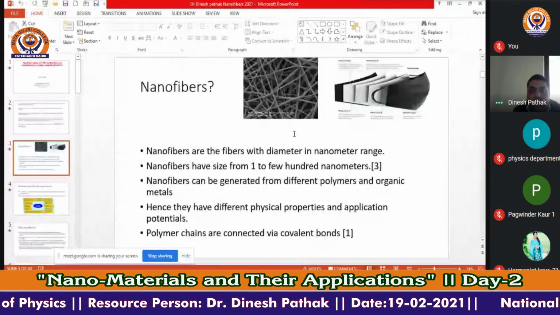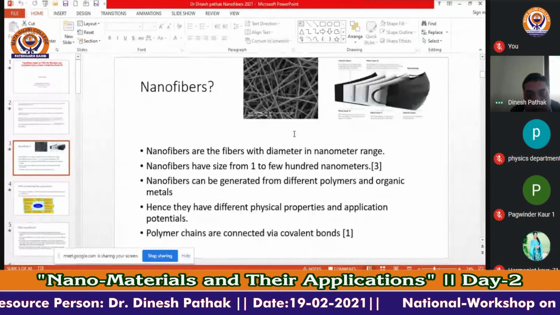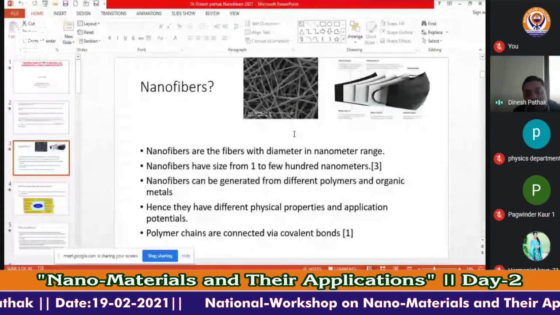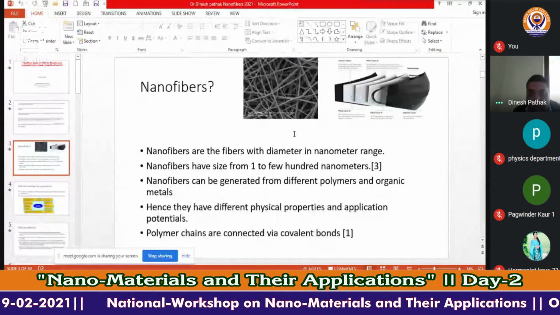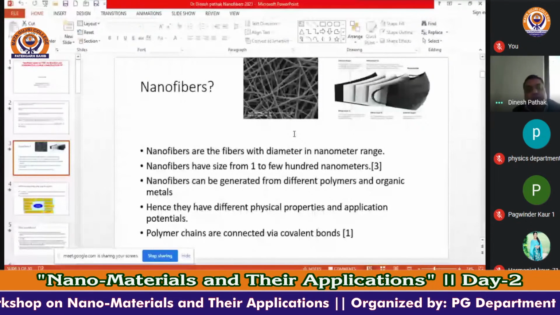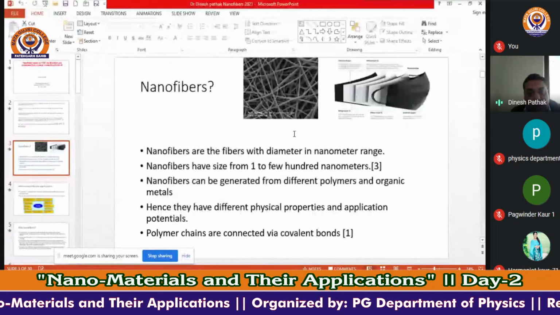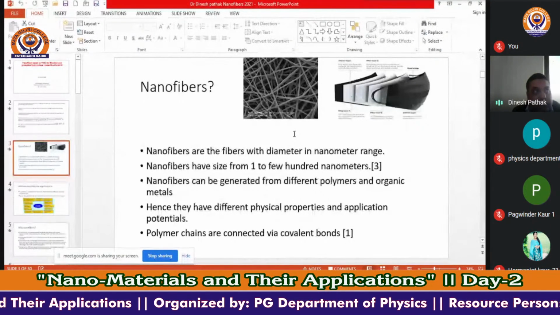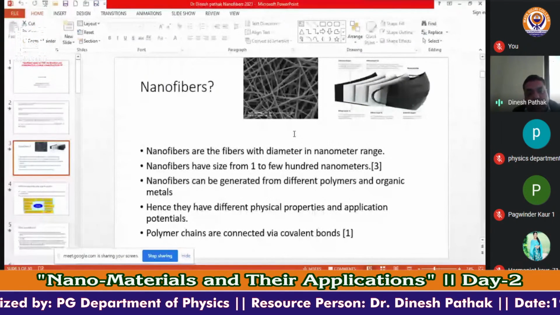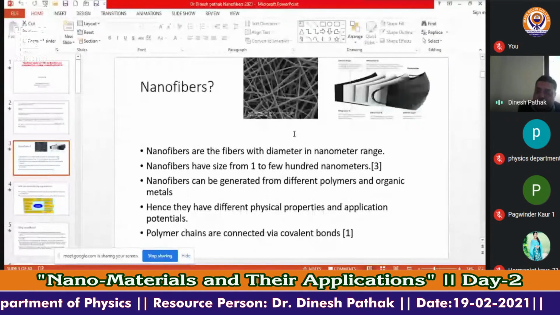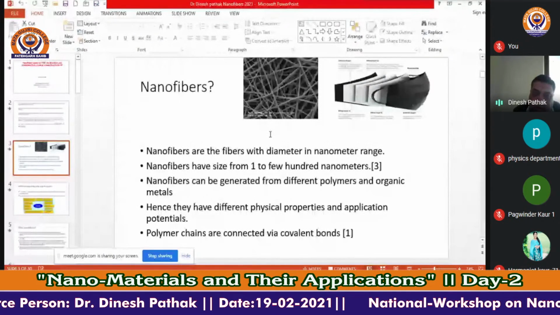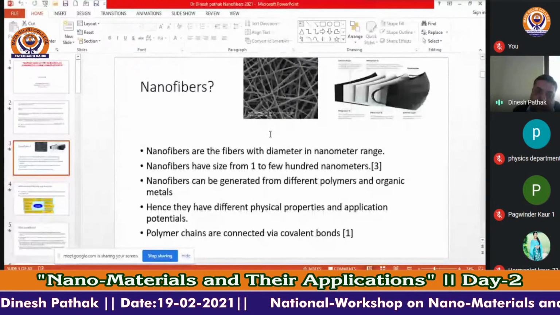For example, if you wish to filter corona, it is not a new virus. There are plenty of research papers available from 2010 till now. The novel coronavirus is expected to have a size of around 120 nanometer, though it is not a much explored virus. The idea people took is that the virus size is around 120 nanometer, so if the porosity is less than 120, the virus will not cross through it. So there are so many applications related to nanofibers.